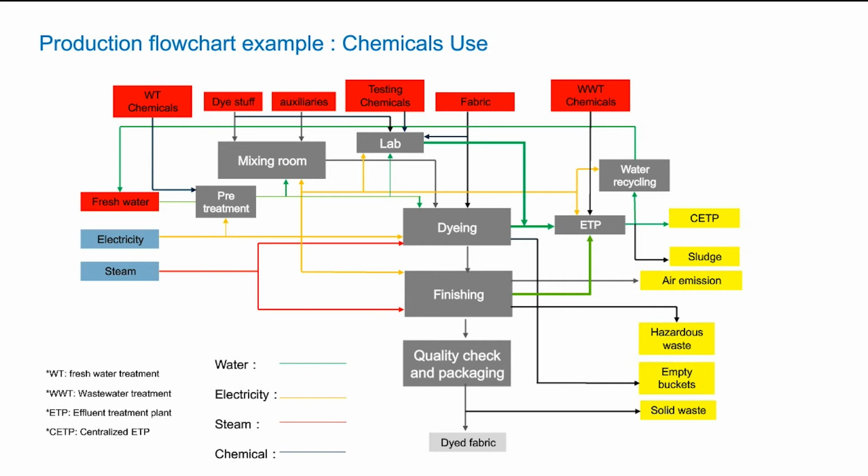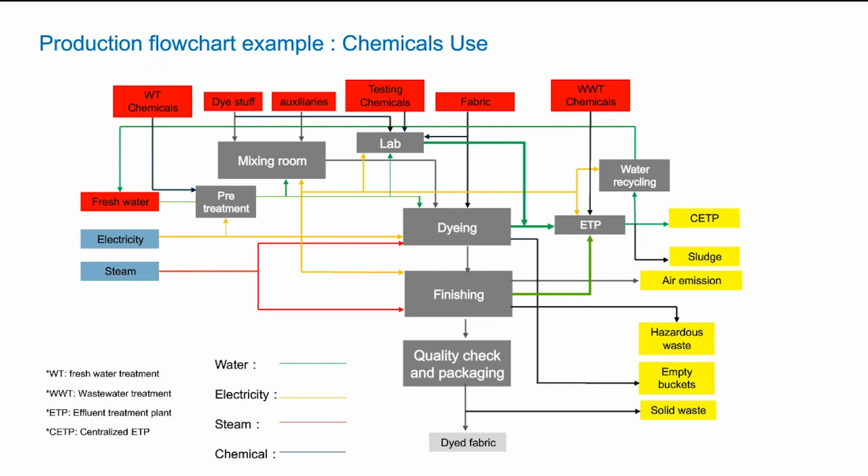Dyestuff and auxiliaries may be known by all of you. They are the main potential sources of hazardous substances. And testing chemicals. If factories have laboratories, chemicals used for testing may also have an impact on wastewater, such as heavy metals, manganese, and chromium. And fabric. Here it means gray fabric. During the manufacturing of gray fabric from raw material, many catalysts, acid, alkaline, oil and grease, and so on are used, which may exist as residues in the gray fabric, and they go into the wastewater along with the dyeing process. And WWT chemicals means the wastewater treatment chemicals.